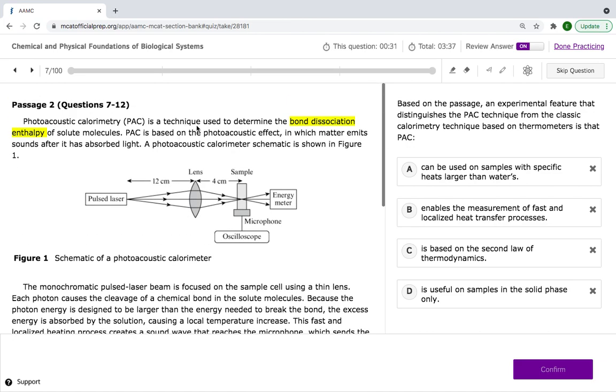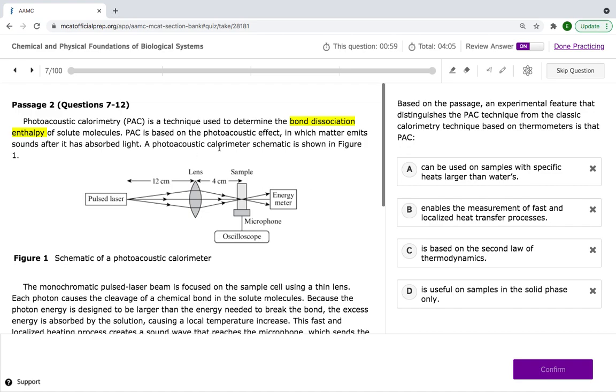So what is it measuring? What are we here to measure? What is the goal of this whole thing? It is to determine the bond association enthalpy of solute molecules. You should know what bond association enthalpy is: it's the energy needed to break a bond, or the reverse, make a bond. PAC is based on the photoacoustic effect. I have no idea what that is, but they're going to tell us: in which matter emits sounds after it has absorbed light.